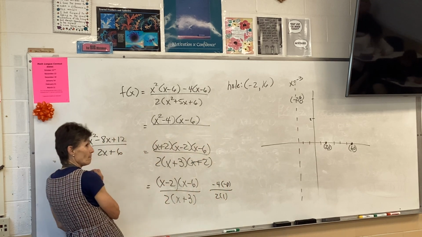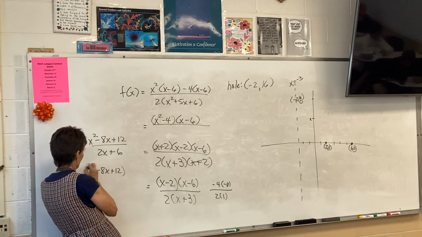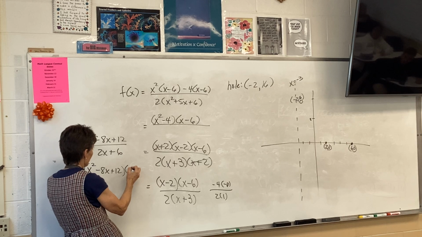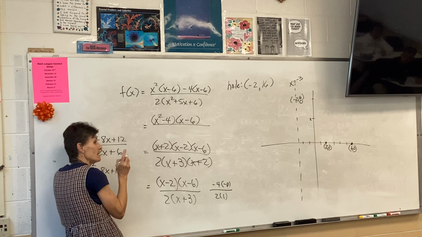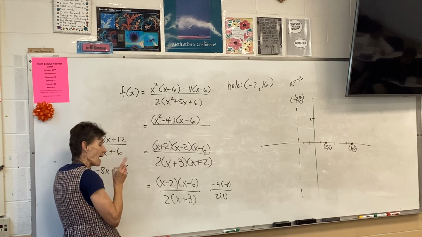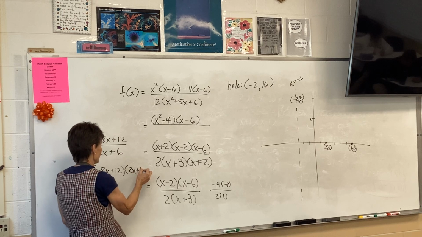Avery, was your hand up? Yeah, I understand how you got the x squared minus 8x plus 12, but could you go back to the original, if you really wanted to? Absolutely, you could go back to the original. Now, if you go back to the original, then you're going to have to do long division. But yes, you can always go back to the original.